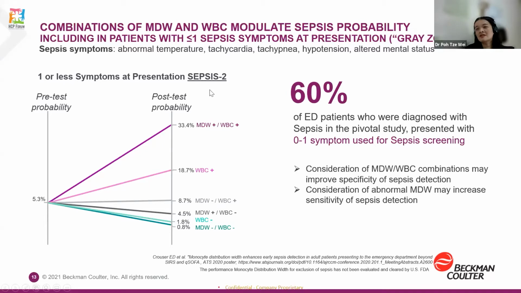criteria. I think this is quite important because really 60% of the ED patients who were diagnosed with sepsis in the pivotal study done at Ohio State University actually presented with 0 to 1 symptoms used for the Sepsis-2 screening. So again, consideration of MDW and WBC combinations can really help to improve specificity of sepsis detection, and consideration of abnormal MDW can increase the overall sensitivity of sepsis detection as well.